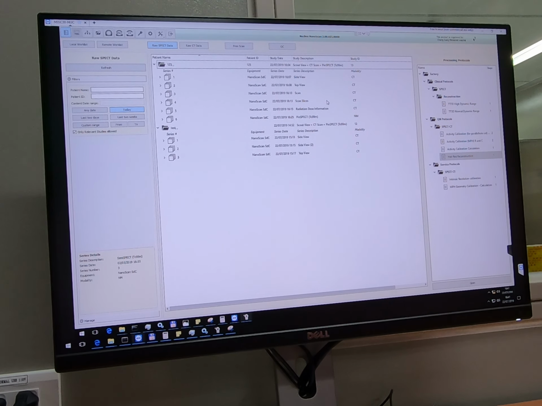Why do we open the reconstructed CT if the raw SPECT data is what we want to reconstruct? Why do we need that?